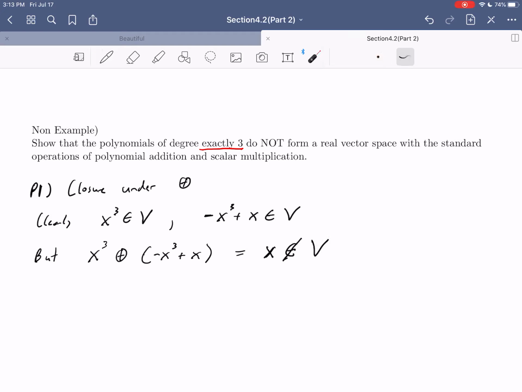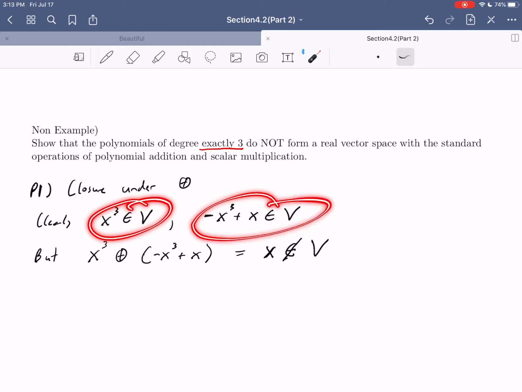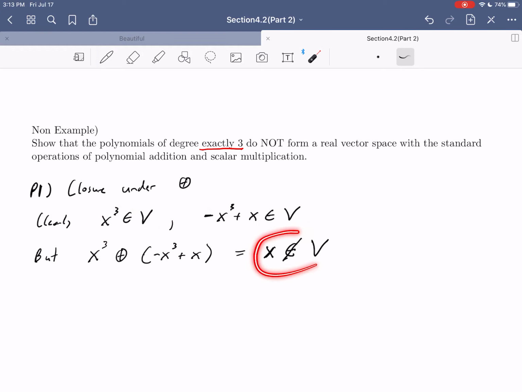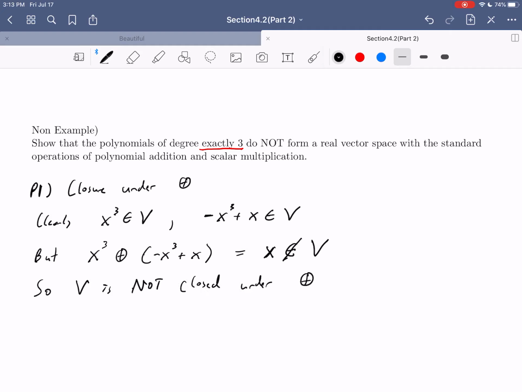So what we've just shown is we could add two things from our vector space and end up with something that's not in our vector space. So V is not closed under plus. And we're done. We found one example where we added two things and we ended up outside our vector space. That means it's not actually a vector space. It doesn't have closure under addition.